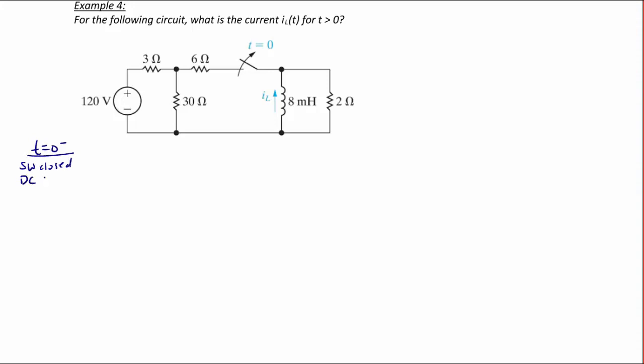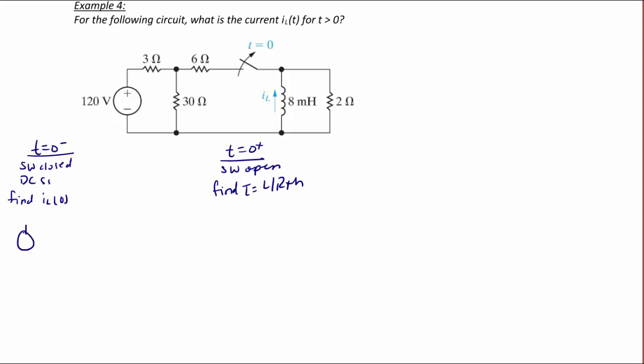DC steady state conditions. And at t equals 0 plus, the switch is open. I use this first circuit to find IL of 0, and I use this second circuit to find tau equal to L over R Thevenin.